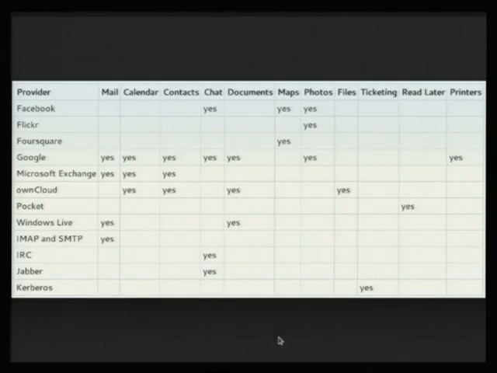So the columns are basically various applications or various kinds of things that you can do, and the rows are basically different service providers. So if you take a look, you'll figure out that Google and ownCloud are among the few which have more yeses than empty boxes, as I said before.